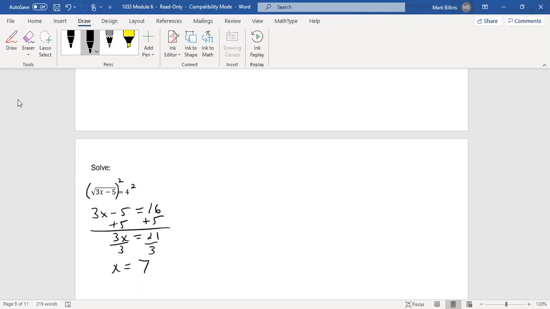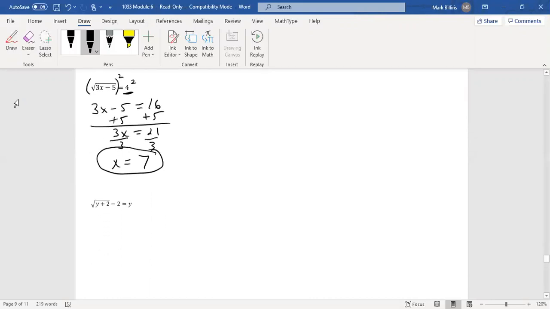So 3 times 7 is 21, minus 5 is 16. As long as it creates a positive or 0 radicand, equaling a positive number or a 0, then my answer is okay. If when I plug 7 into my problem, it creates a negative underneath my radicand, or the radical equaling a negative number, it would not be a solution. Since this does neither, my answer 7 is correct.